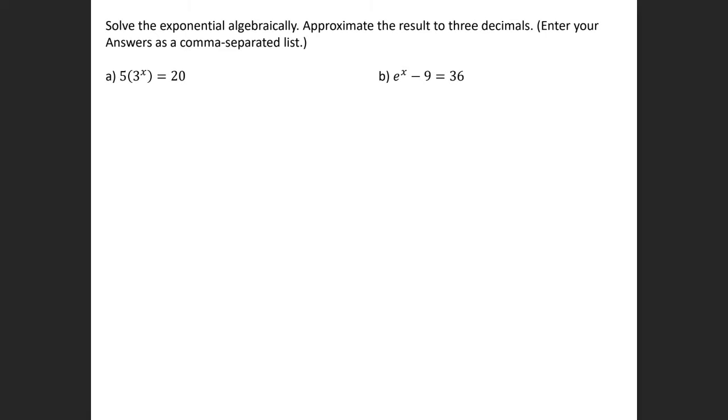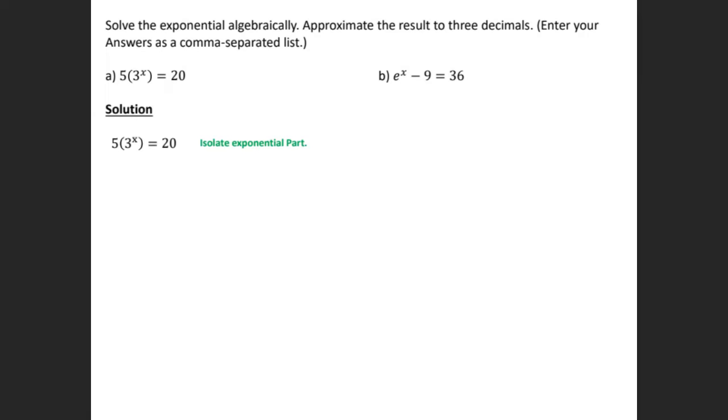Let's look at these. These are interesting. I'm solving for x. Let's do A first. To do A first, we need to isolate the exponent. So the first thing I need to do is divide both sides by 5 so I can have the exponent by itself. When I do that, if I divide both sides by 5, I'm going to get 3 to the x is equal to 4.